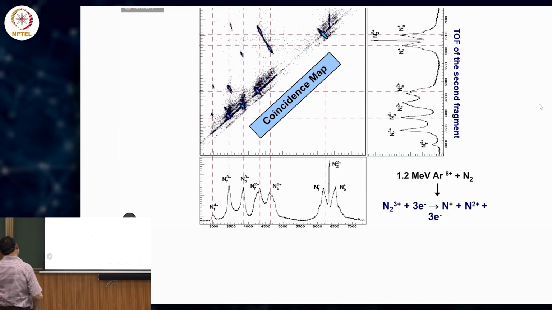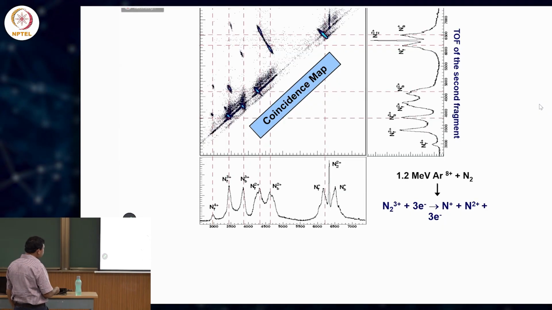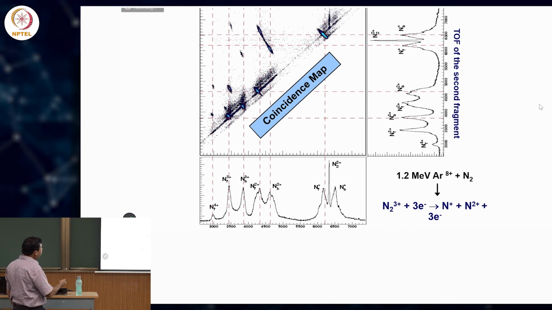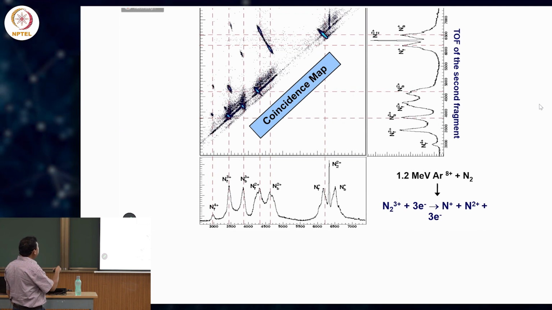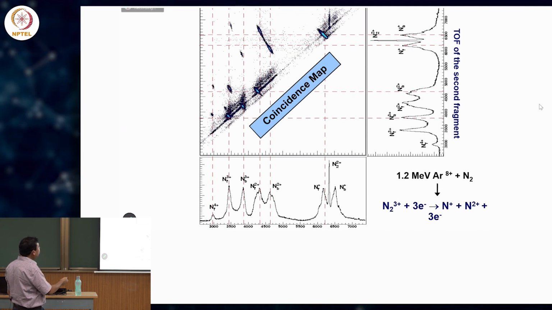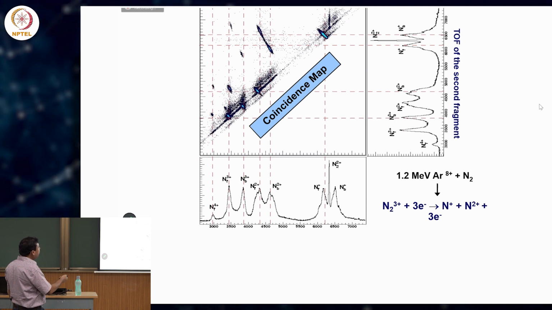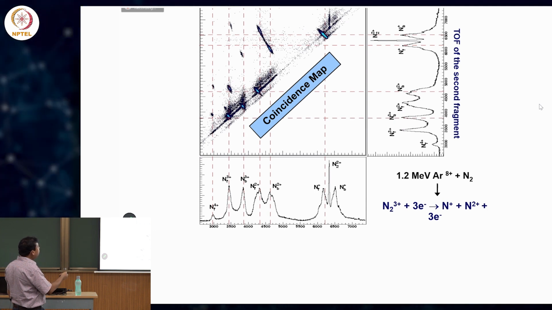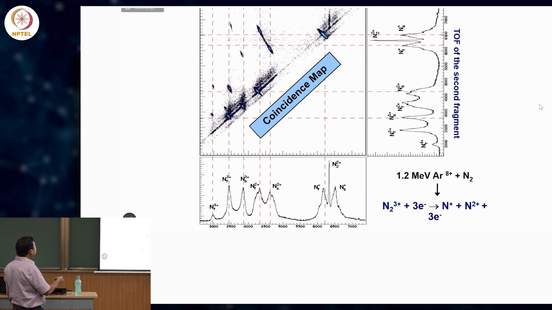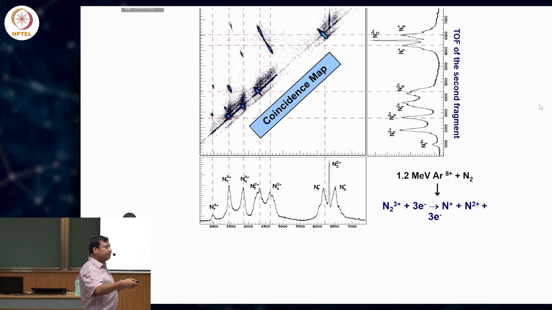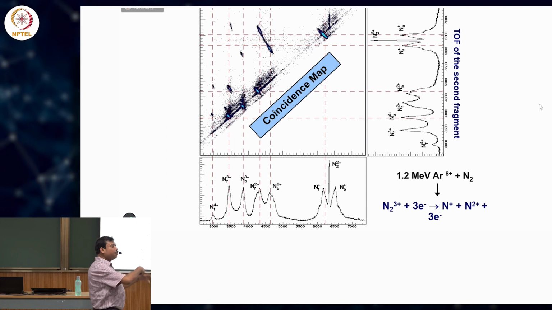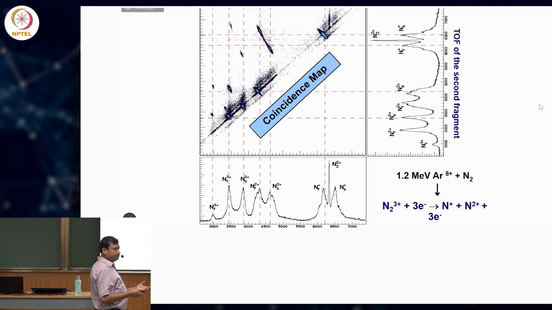This is sort of a coincidence map. So you see here that this is the time of flight of the first fragment, this is the time of flight of the second fragment, and then you see all the correlations in time of flight. So you do not know whether this edge is a different energy, what this edge is. This coincidence map gives you a full structure of what the dissociation partners are and how the energy is correlated among the dissociation partners.